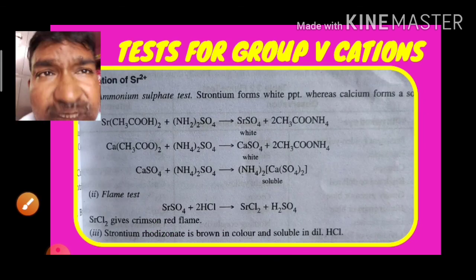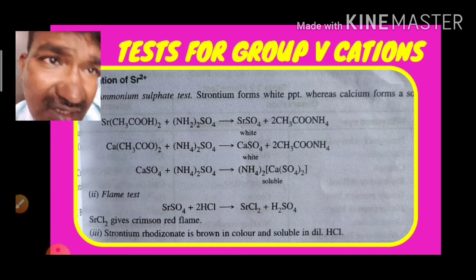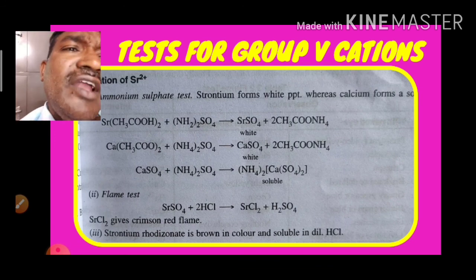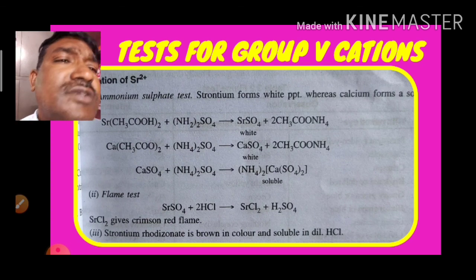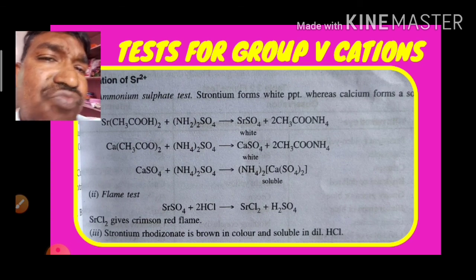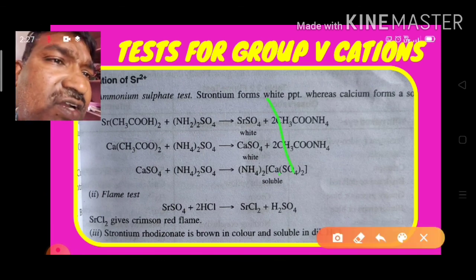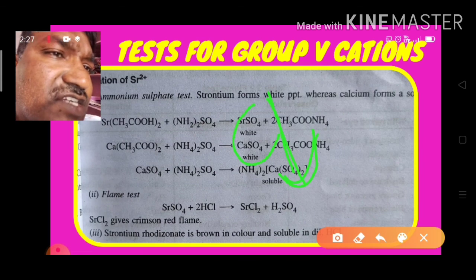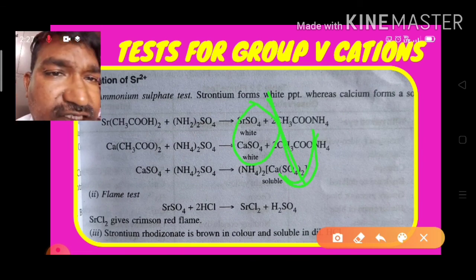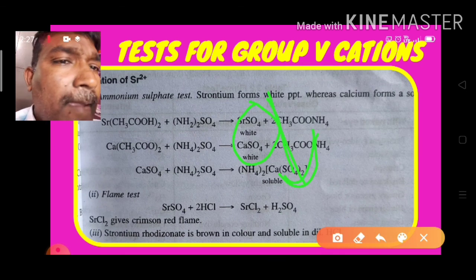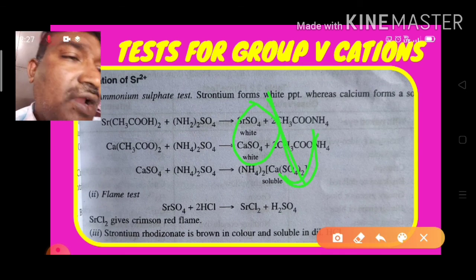And strontium ions confirmation test. To the strontium solution, we have to add the ammonium sulfate. So we get here white color precipitate. The formation of the white color precipitate indicates the presence of strontium as well as the calcium ions. In the flame test, the strontium ions give the crimson red color, and that we have to remember.